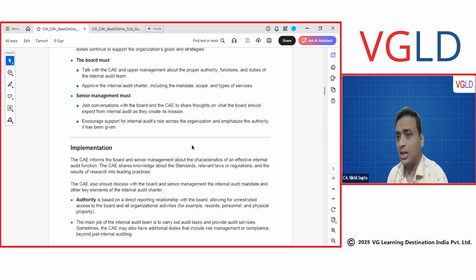Across the organization means across the process, be it HR, financial reporting, treasury, the payroll department, the purchase department, the sales department, be it any function. It's the responsibility of senior management to encourage every one of them.